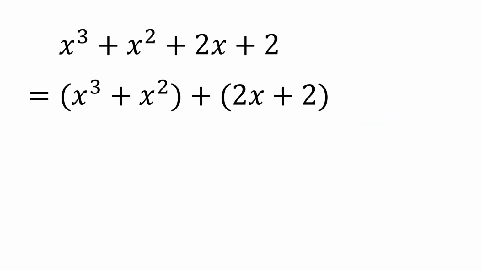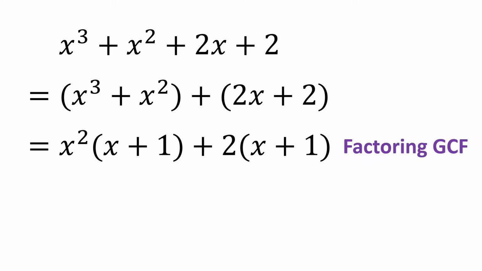Now let's try to factor out the greatest common factor in each group. In the first group, the greatest common factor is x squared, and in the second group, the greatest common factor is 2. So we can write this as x squared times x plus 1 plus 2 times x plus 1.